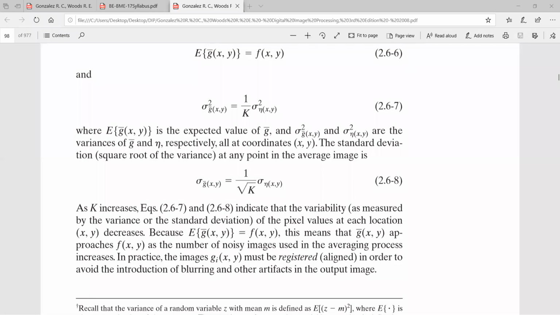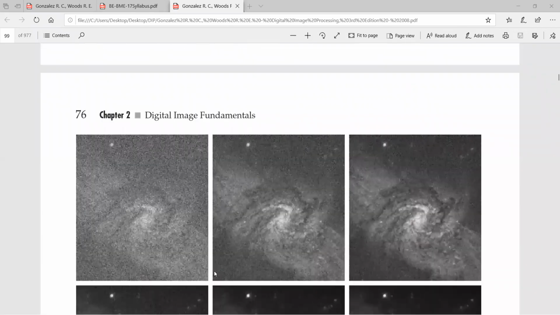So here, since the expected value of g bar of x,y is equal to f of x,y, it means that g bar of x,y approaches f of x,y as the number of noisy images used in the averaging process increases. So we'll see an example.